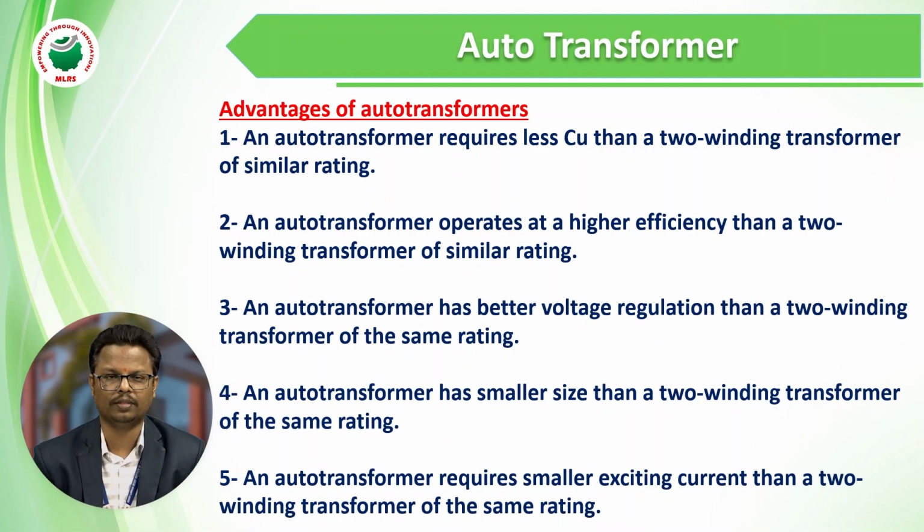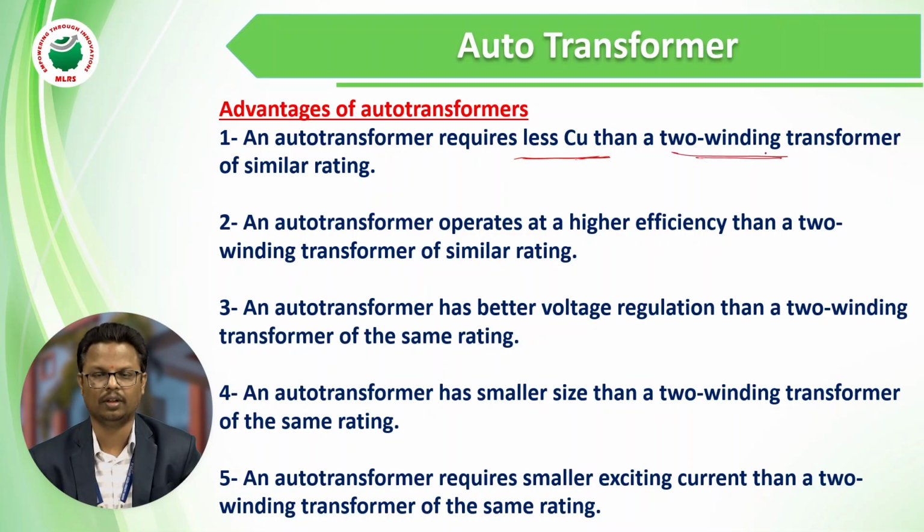Next, the advantages of the auto transformer. The first one is that an auto transformer requires less copper than the two winding transformer. Just now we saw the diagrams. In the two winding transformer we have two windings, primary and secondary, so it requires more copper. But in the auto transformer we take one copper winding, and that one winding is divided into primary and secondary, so the copper winding will be saved.